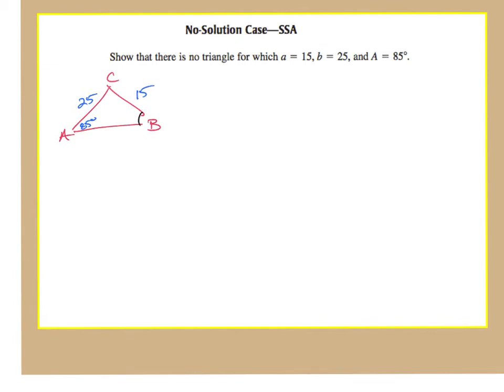So we're going to solve for that angle. Let's set up our proportion. So now I'd have sine of B over 25, which is equal to sine of 85 over 15. Now, we're going to do this in two steps. We multiply by 25, and then what? We arc sine it. So we arc sine 25 sine of 85 over 15.